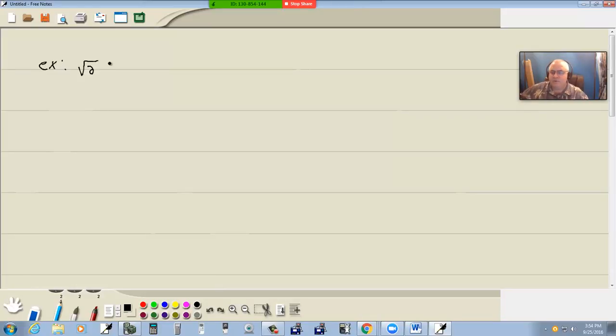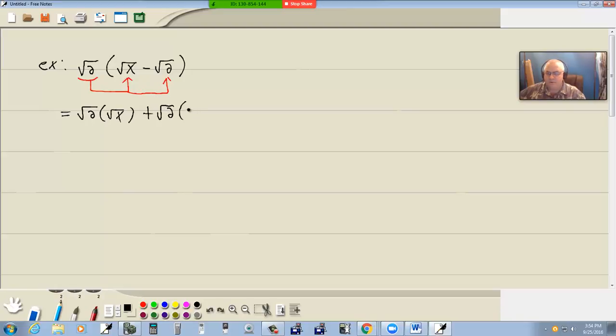Okay, so if I got the square root of 2 times the square root of x minus the square root of 2. We have one radical out in front and we got 2 inside. This is a distributive property. We're going to take the square root of 2 times the square root of x, times negative square root of 2. So we've got the square root of 2 times the square root of x, square root of 2 times negative square root of 2.